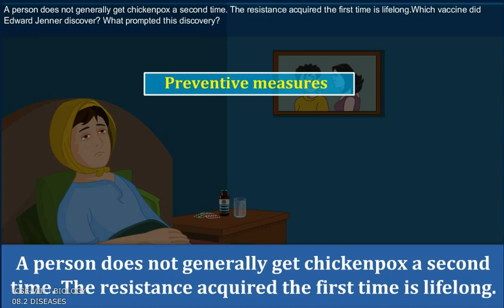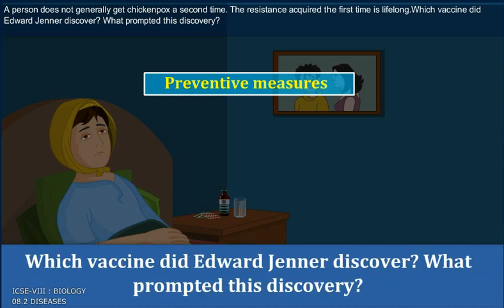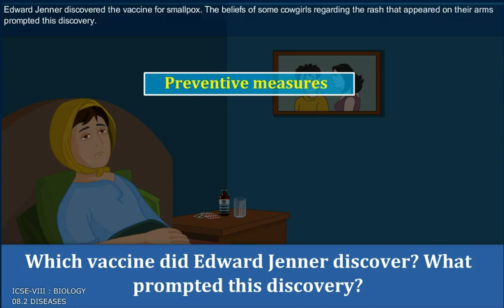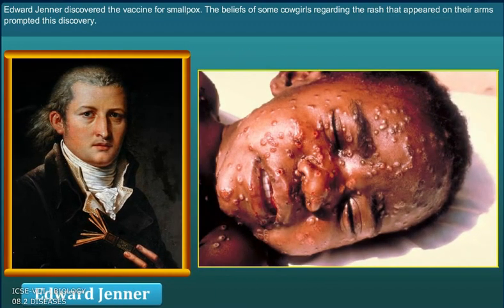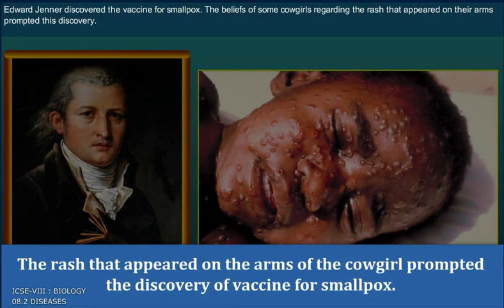Which vaccine did Edward Jenner discover? What prompted this discovery? Edward Jenner discovered the vaccine for smallpox. The beliefs of some cowgirls regarding the rash that appeared on their arms prompted this discovery.